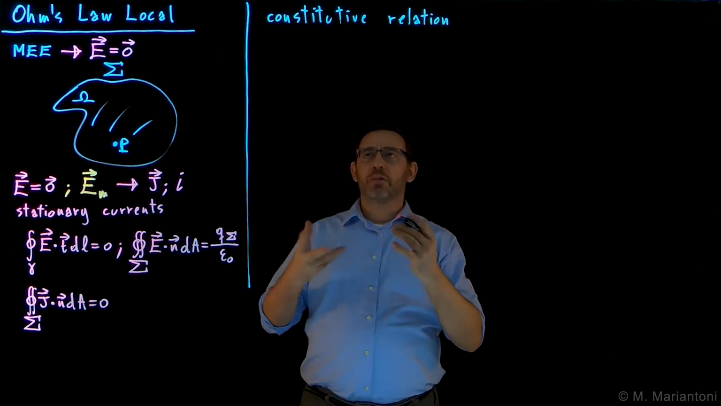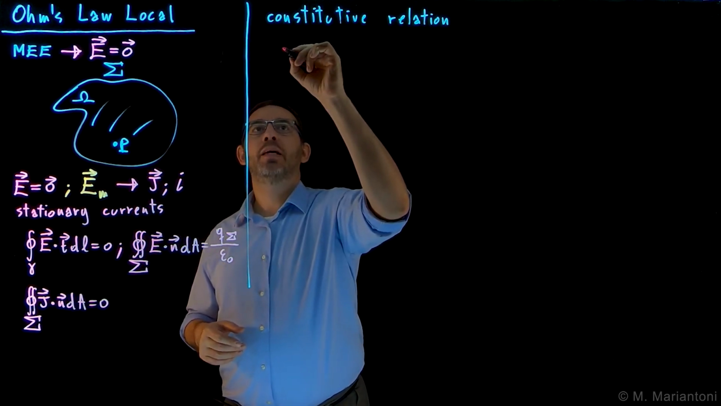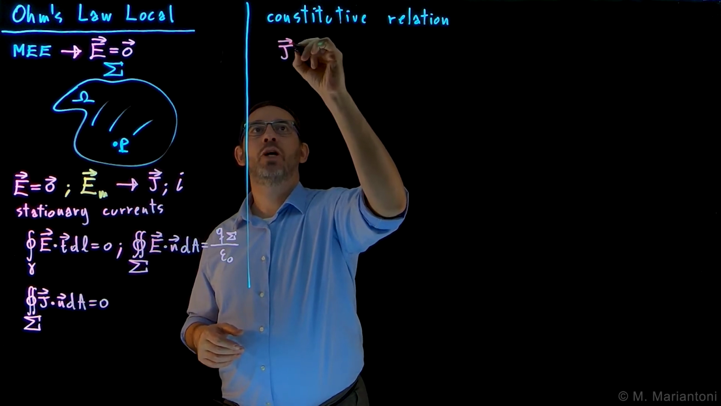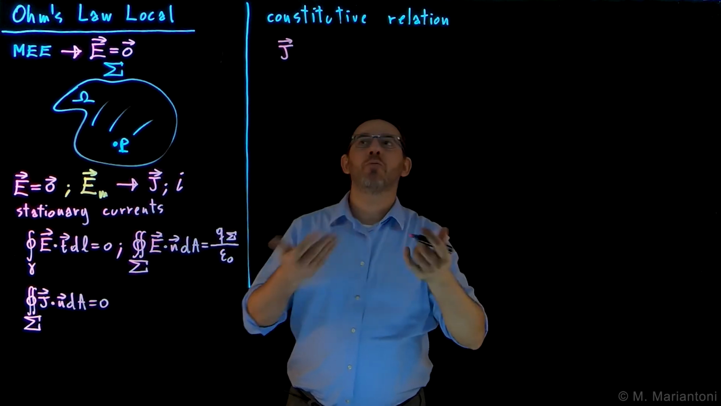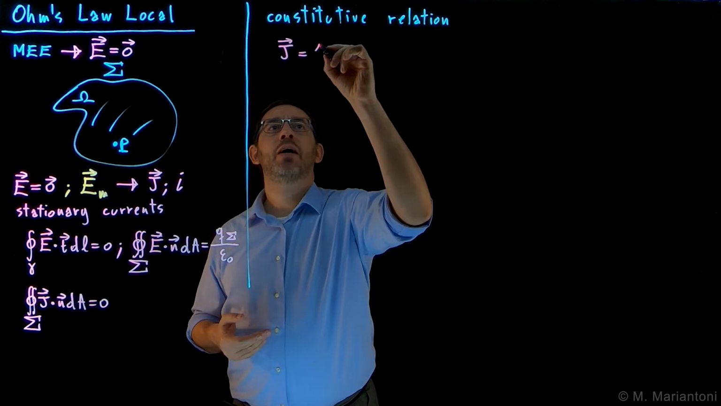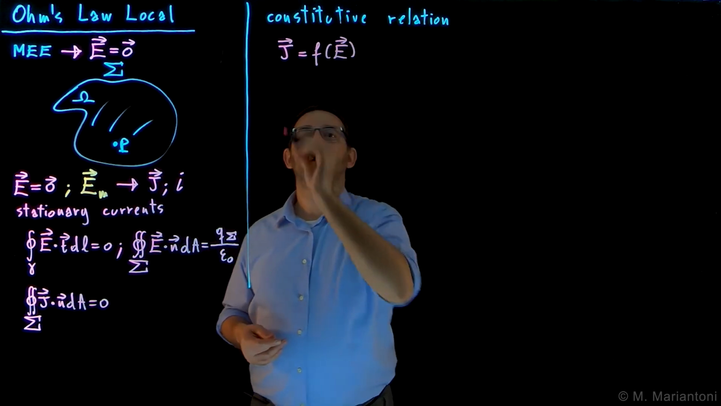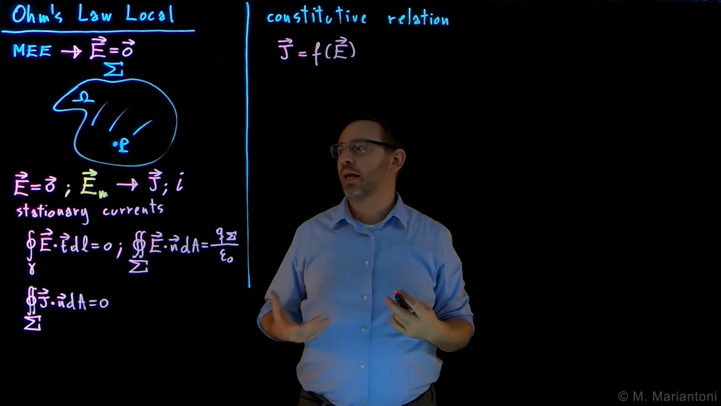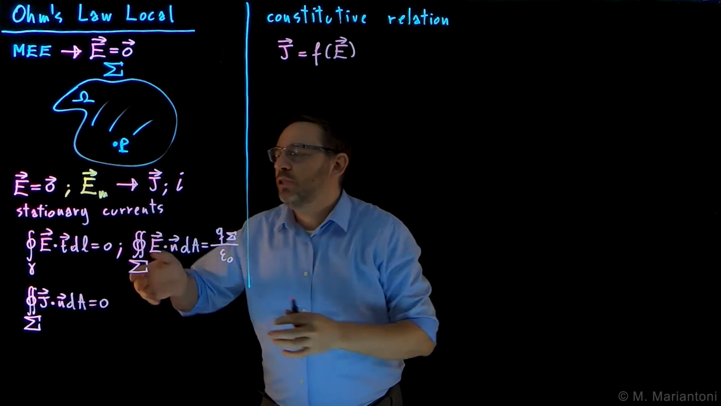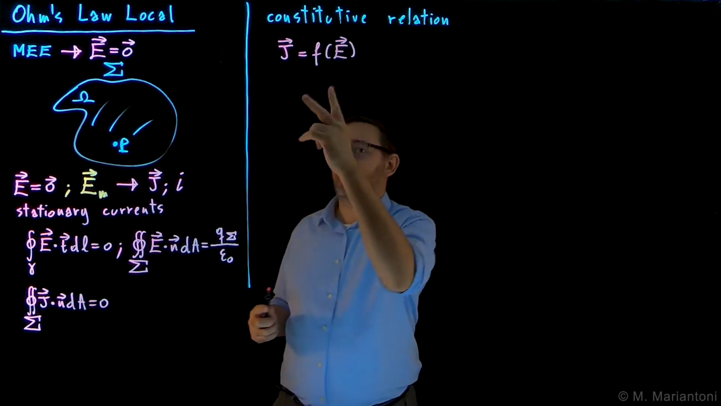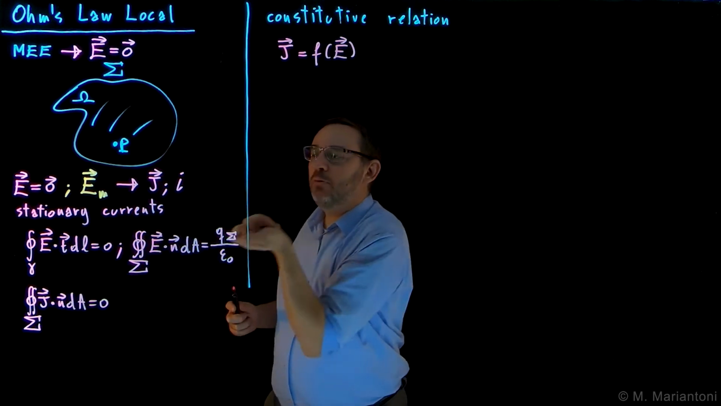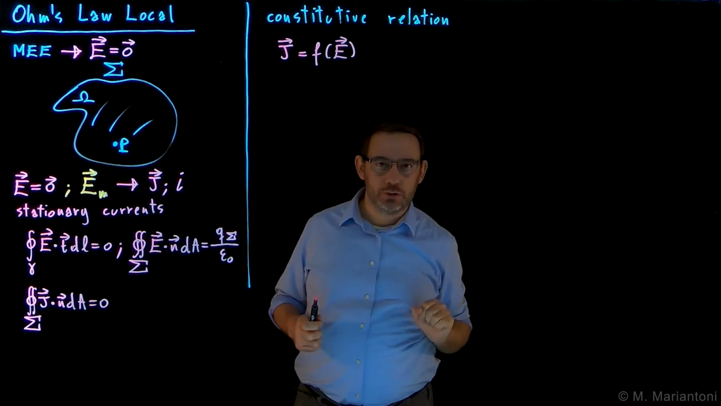Well, we are trying to find a relationship which relates these two quantities, J and E. J is caused by what? By E. So we want a function of the electric field E that gives as a result J. So we want a relationship between J and E. Here, in these Maxwell equations, we do not have such a relationship. We need to link all these equations by means of such a constitutive relation.